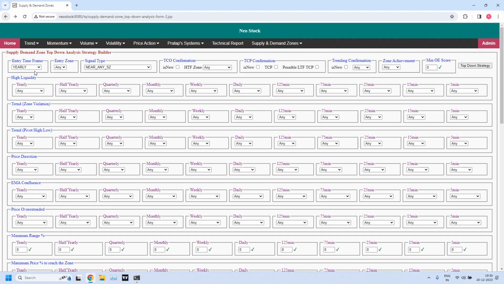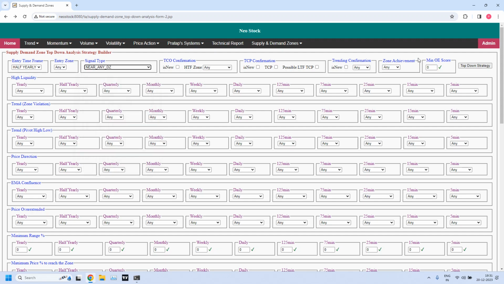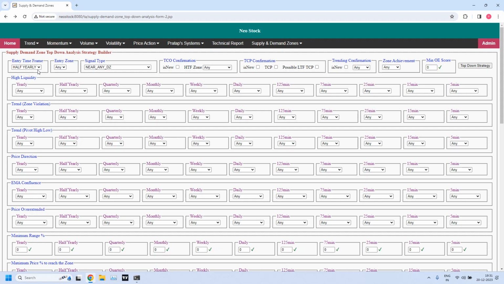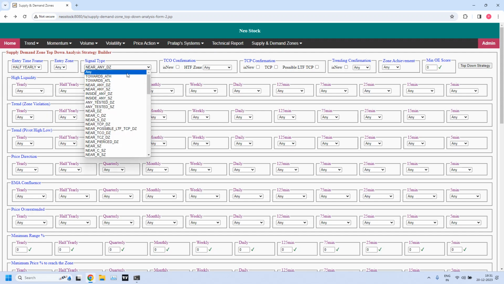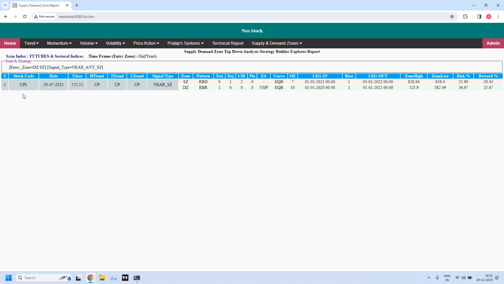No zones are there. And half yearly time frame, let us find stocks near half yearly demand zone. One stock is there. We've been seeing the same stock. Probably the next few more weeks also you will see the same stock. And half yearly time frame, stocks near half yearly supply zone. Probably one stock is listed. Yes.